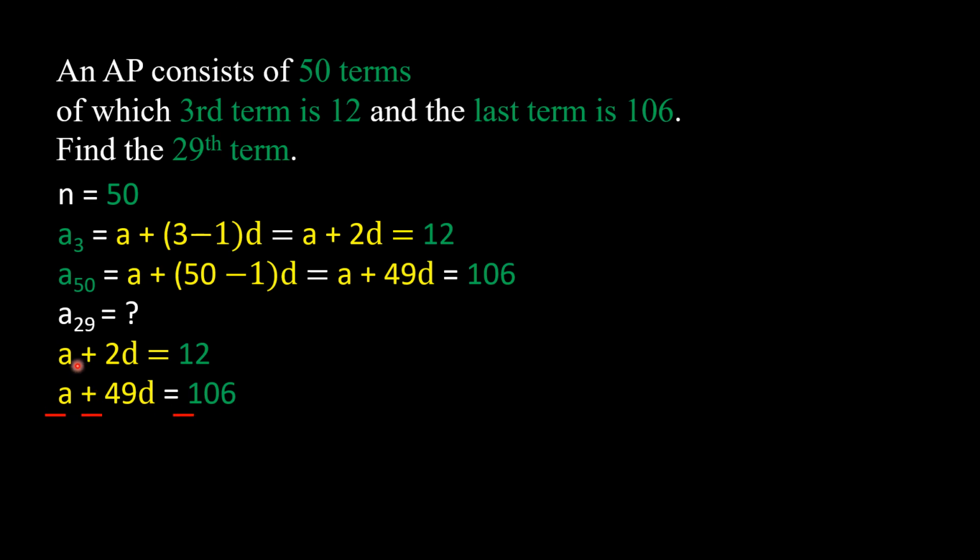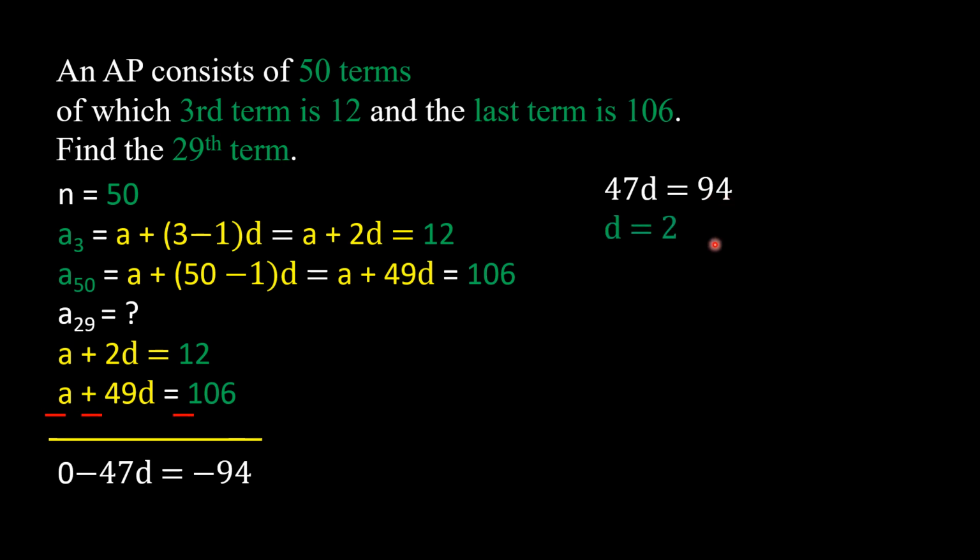Now A minus A will be 0, 2D minus 49D will be minus 47D, and 12 minus 106 will be minus 94. So we get 47D equals 94, which will be D equals 94 divided by 47, that is 2. So we got D equals 2.